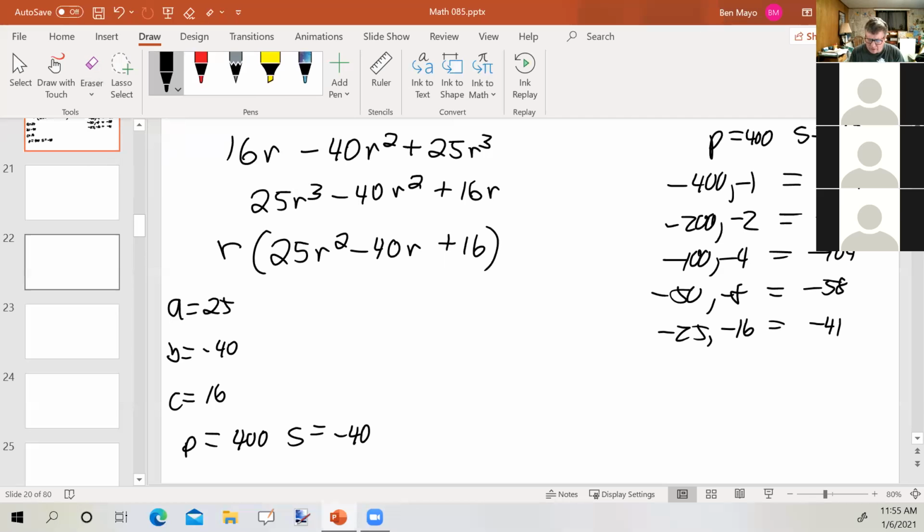So you see what I'm doing there? Cutting in half, doubling, cutting in half, doubling. I'm getting closer, but I'm still not getting to negative 40. But can you see a pattern here? And again, this is sort of the deer in the headlight approach.